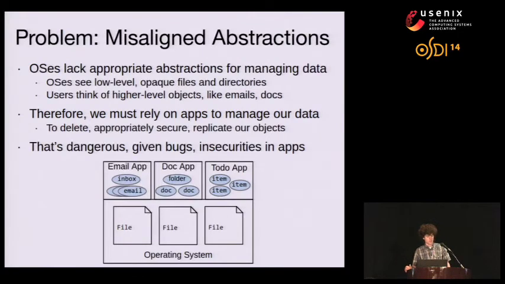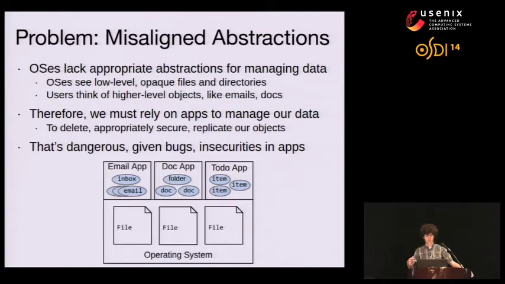So I've given a few examples, but what is the general problem here? Today's operating systems lack appropriate abstractions for managing data. They see low-level opaque files and directories, while users think of high-level objects such as emails and documents. And therefore, the operating system has ceded all data management to the application sitting on top. And hence, the user is forced to rely on applications to correctly manage all of the data. And as we've seen time and time again, applications do not manage data correctly.